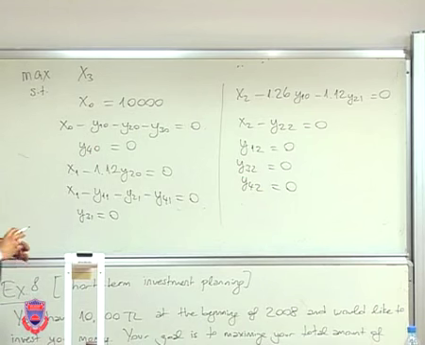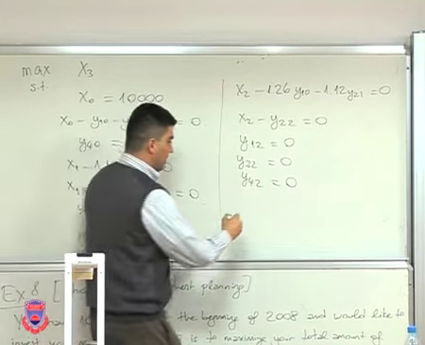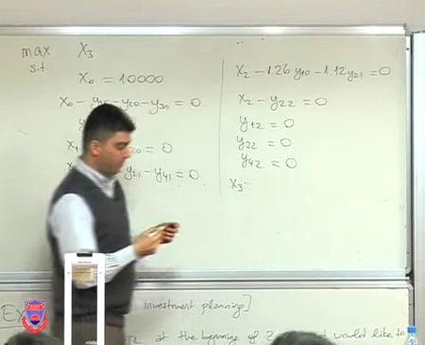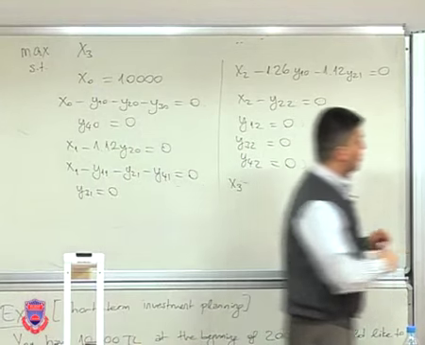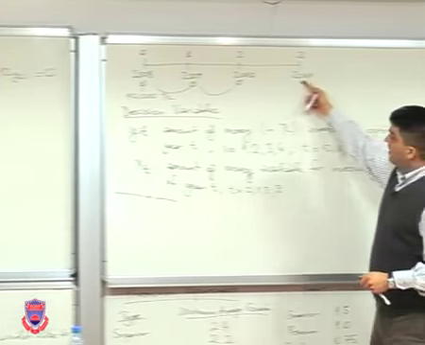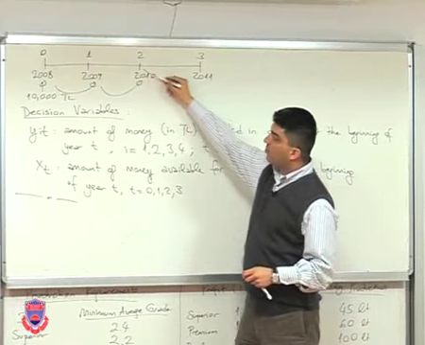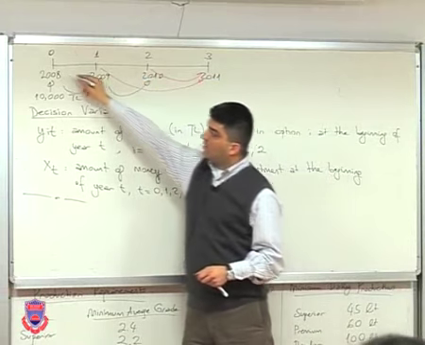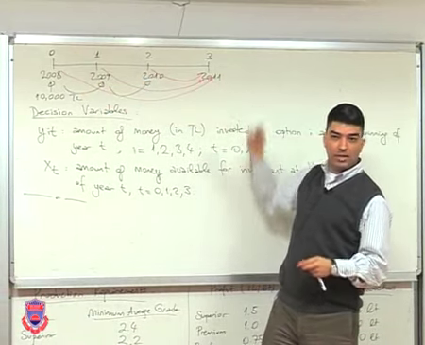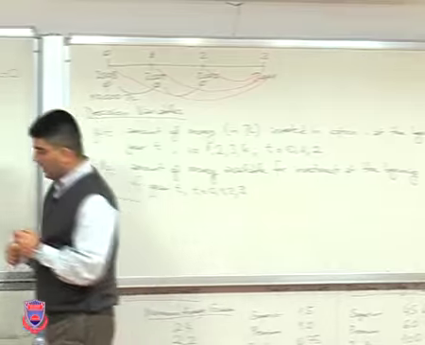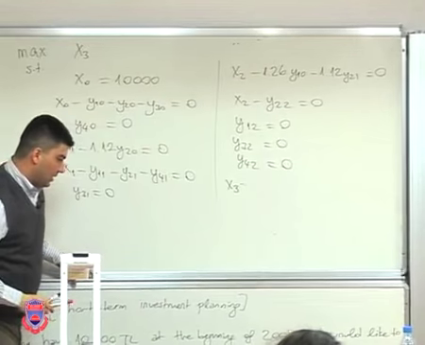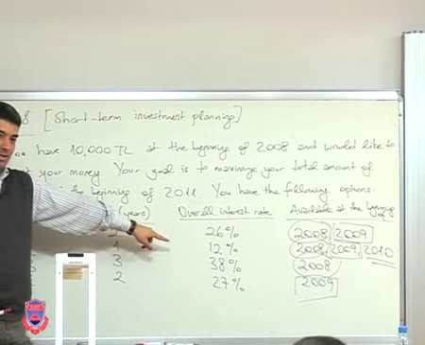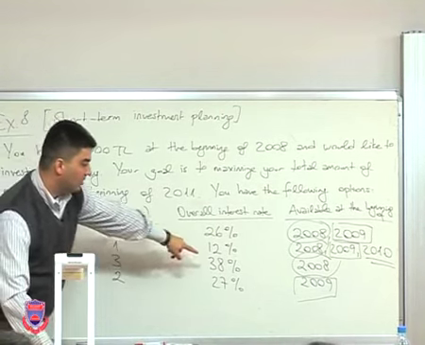Okay? So finally, I need to figure out how much money I'm going to have at the end of year 3. So what's the value of x3? Well, the amount of money I'm going to have here comes from 1-year options in time 2, plus 2-year options in time 1, plus 3-year options in time 0. So I need to figure that out. So let's start with year 0. In year 0, I may have invested some money here. I'm going to get it back with a 38% rate.